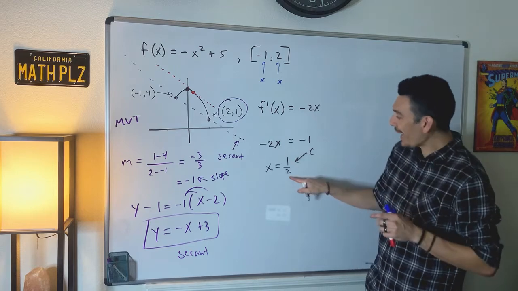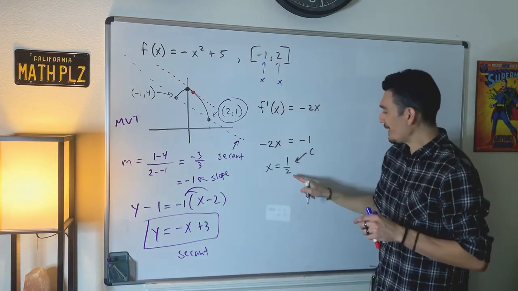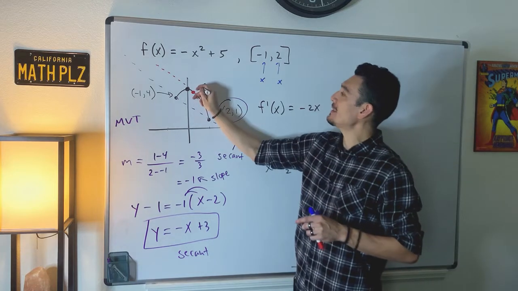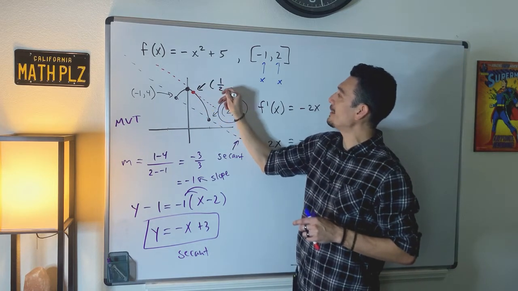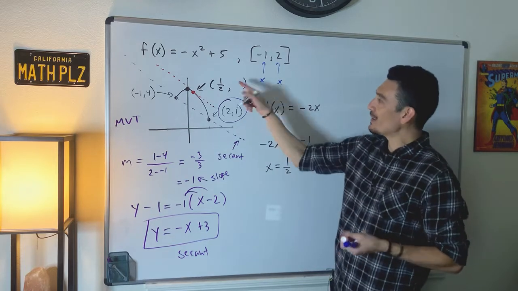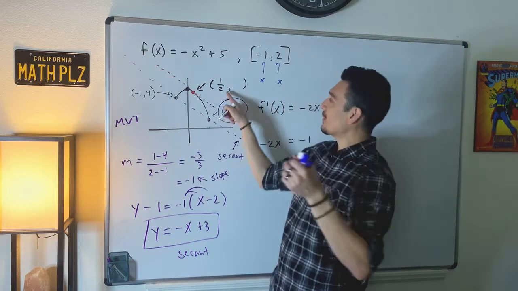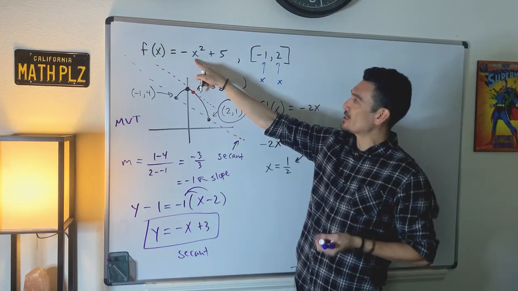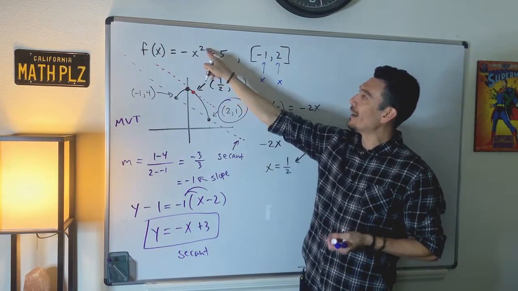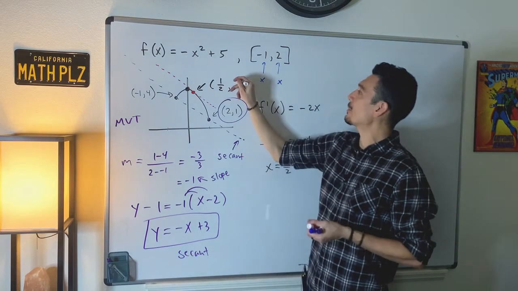And notice that 1/2 is between -1 and 2. So this 1/2 is the x coordinate of your point of tangency. But what's the y coordinate? Well, you take the 1/2 and you plug it into the original function on a calculator. 1/2 squared is 1/4. 5 minus 1/4 would be 19 quarters.